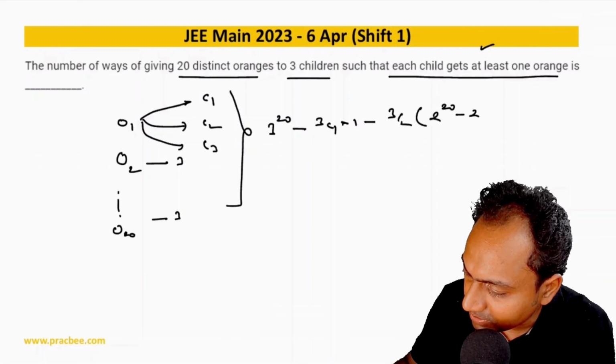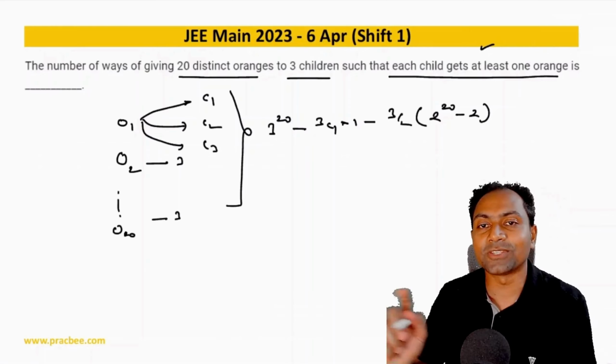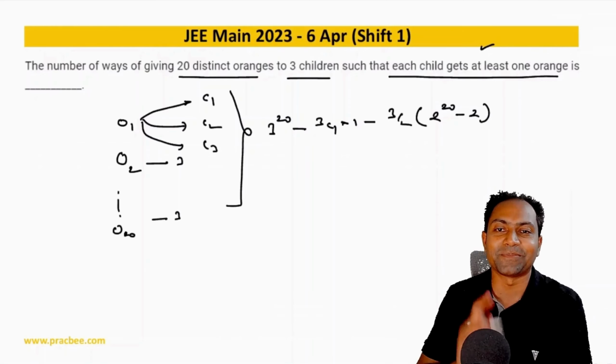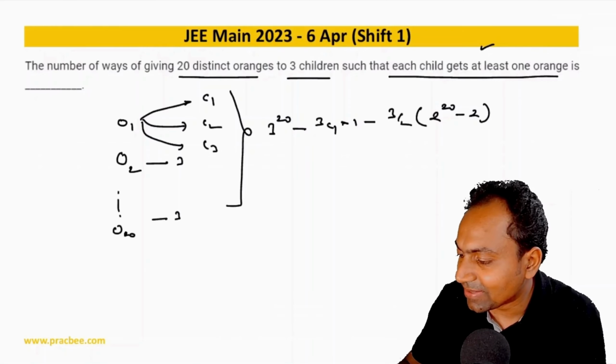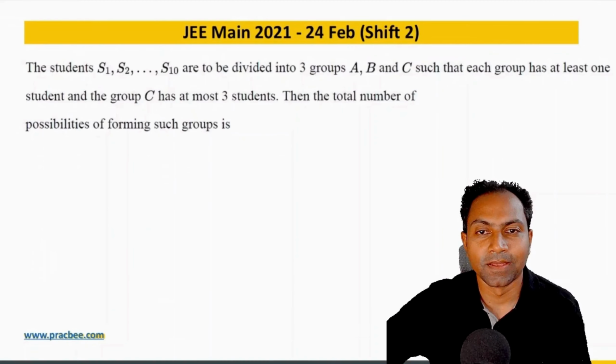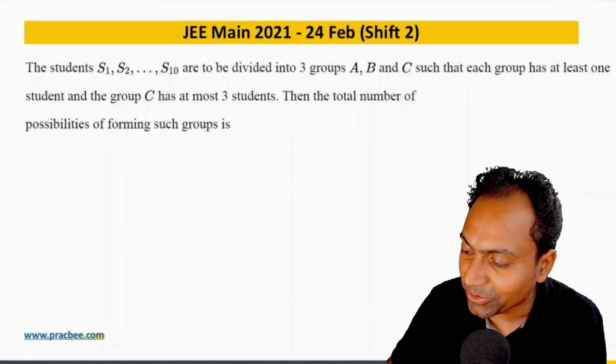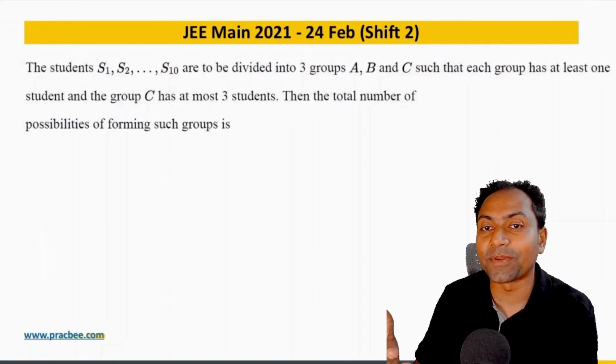But we need to subtract 2 ways in which all the oranges are given to only 1 person. So if we do this, we are able to get our answer. Now let us look into this next question of 2021. It is a slightly more complicated question than earlier.